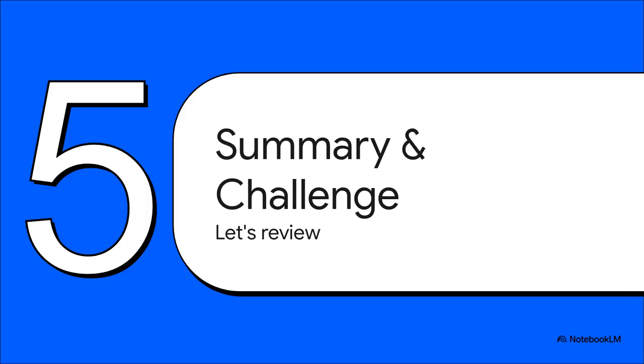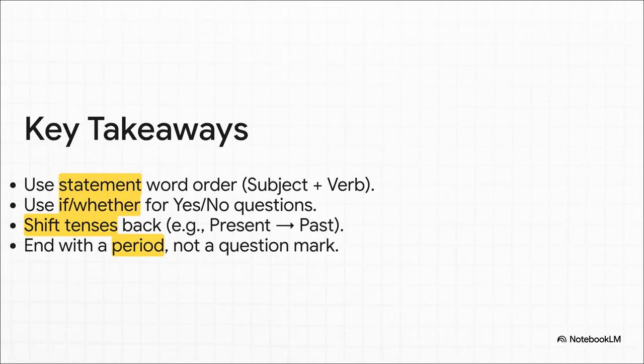Phew. Okay, we have covered a lot of ground, so let's do a super fast recap of the most important things, and then I'm going to leave you with a little challenge to make sure this all sticks. All right, if you only remember 4 things, make it these 4. Number 1, use statement word order, not question order. Number 2, for yes-no questions, your magic words are if or whether. Number 3, shift that verb tense one step back. And number 4, ditch the question mark. It ends with a period.